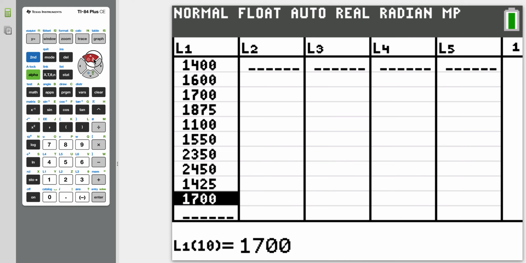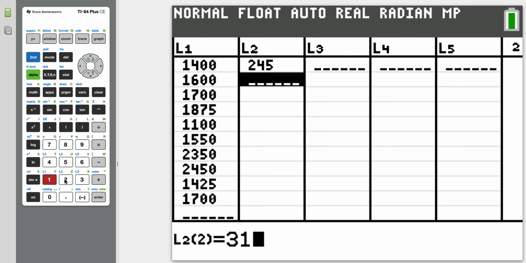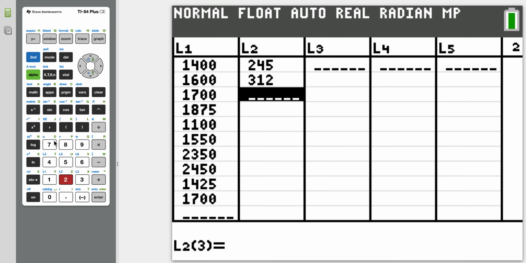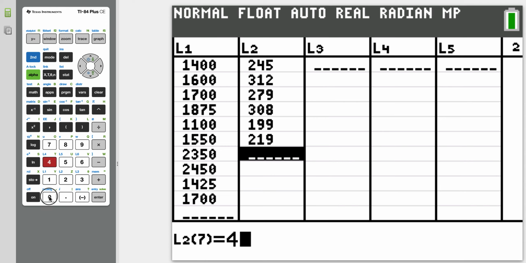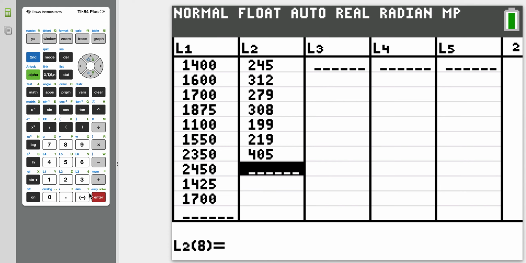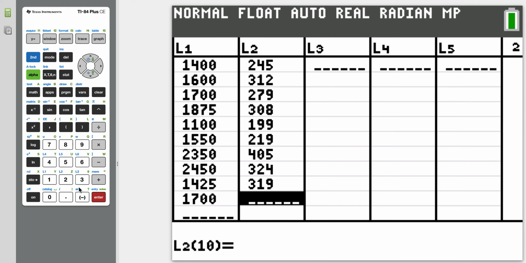Okay, so now I'm going to go up and make sure I enter the corresponding Y values to each one of those. So 245,000. Again, the Y values are going to be in thousands. 312, 279, 308, and 199. Oh, buddy. 199. 219. 405. 324. And 319. And our last one, 255.